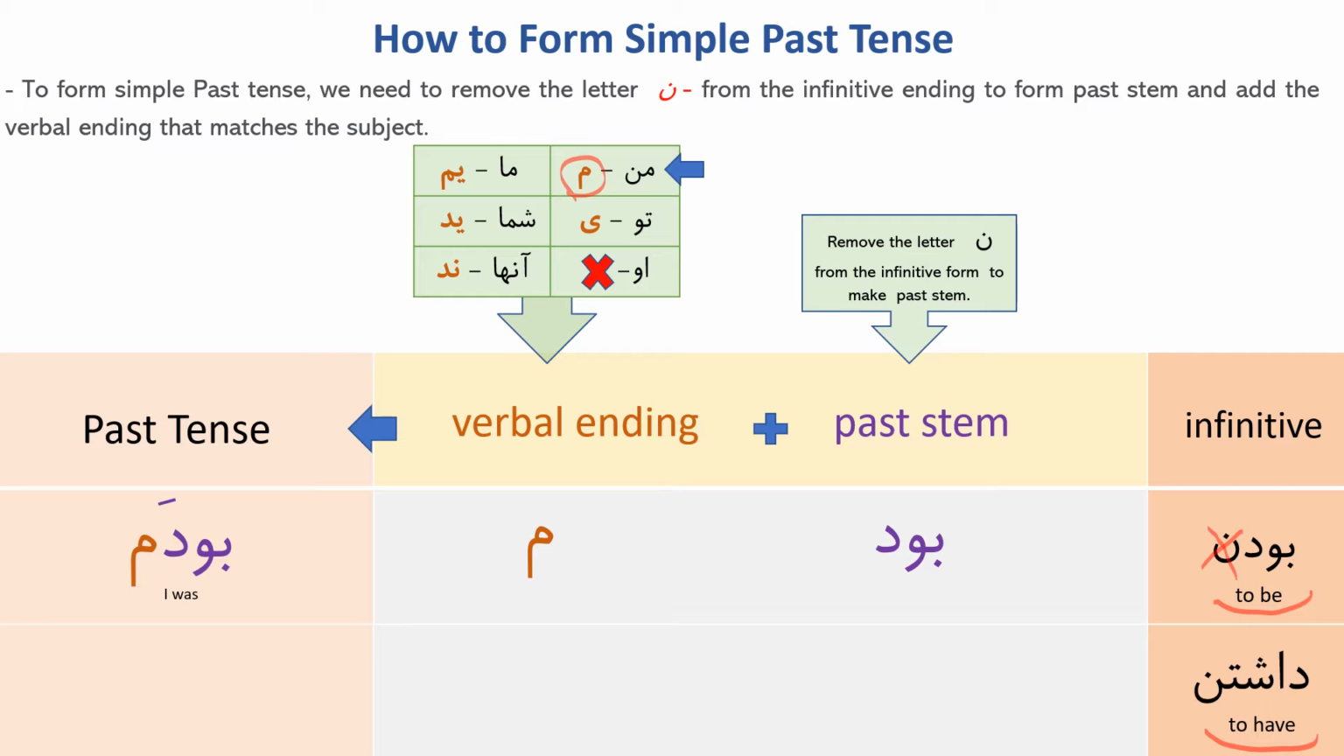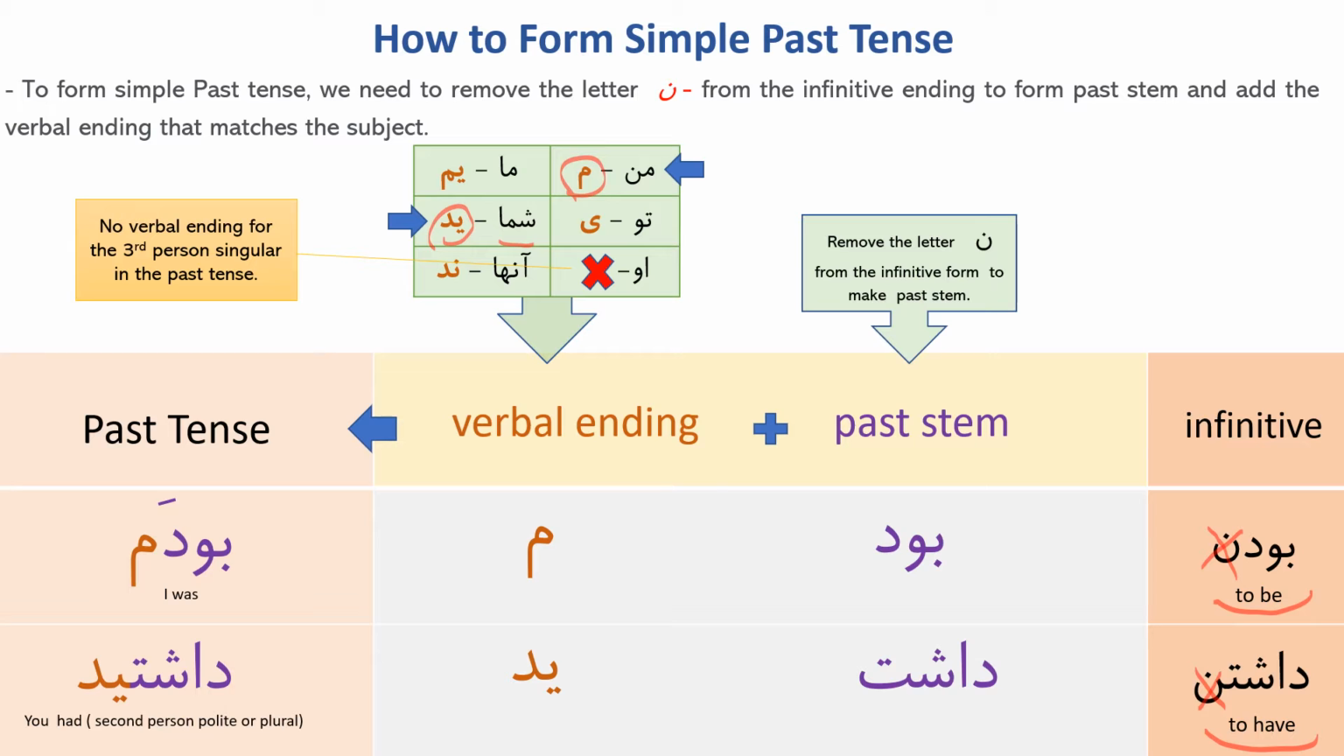So we need the past stem, and the past stem is by removing the letter nun from the infinitive. So داشت. And then let's say the subject is شما. So this is the conjugation for شما. So داشتید, you had. And also remember here for third person singular, there is no verbal ending.